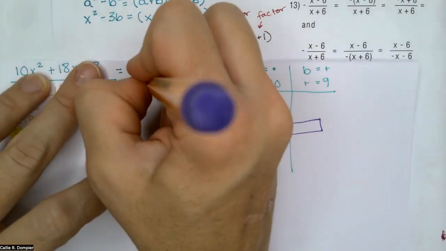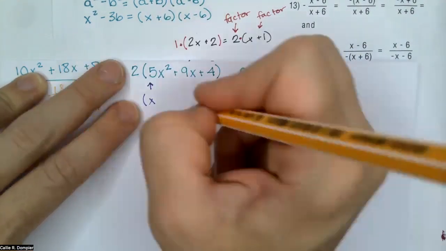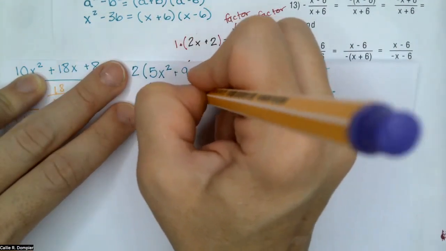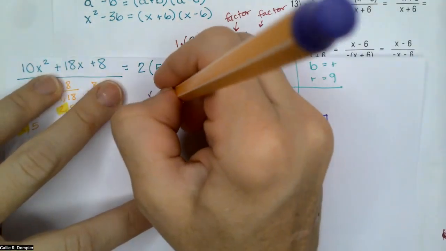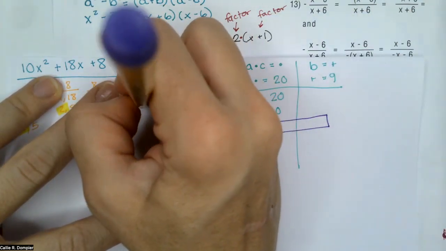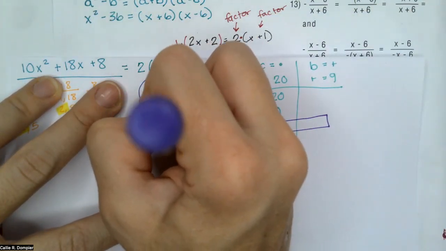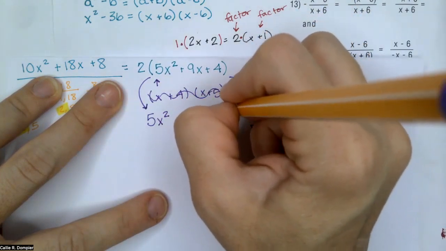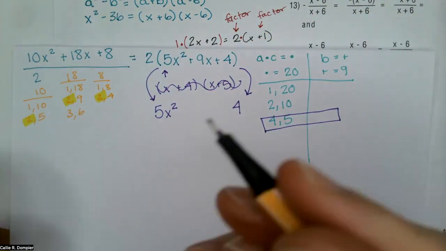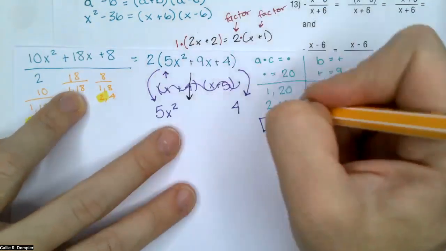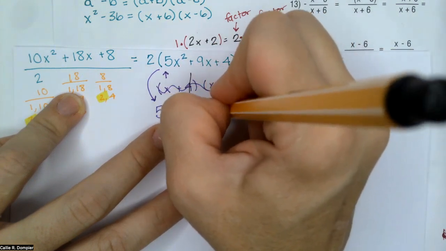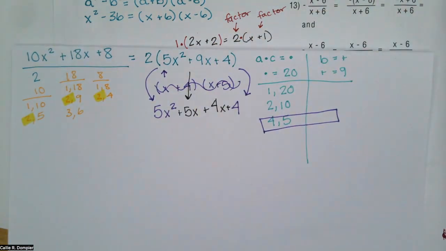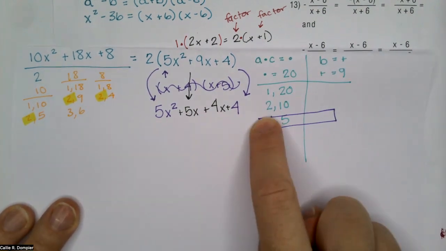Because of this 5 here, we can't just say it's x plus 4 times x plus 5. That is not true, because x times x won't give us 5x squared, right? Instead, we keep the 5x squared. We keep the 4. And 9x becomes plus 5x plus 4x. Good? All right. Now, factoring by grouping, because there are no common factors.